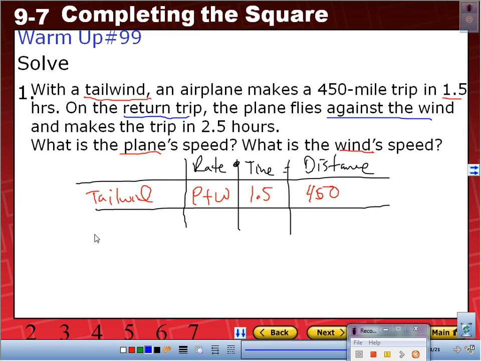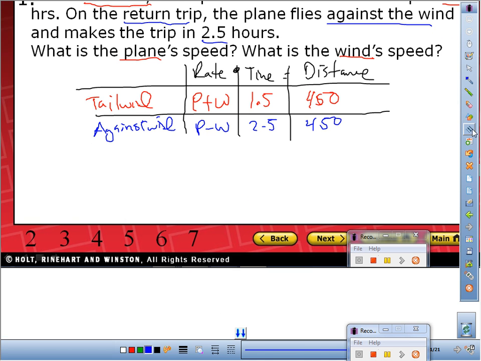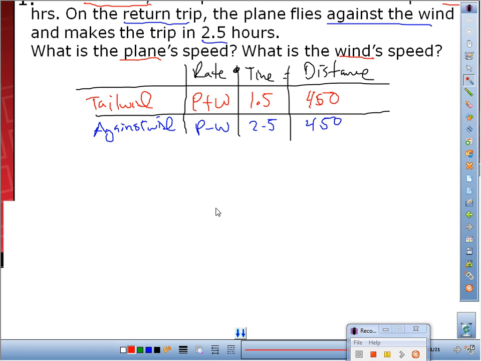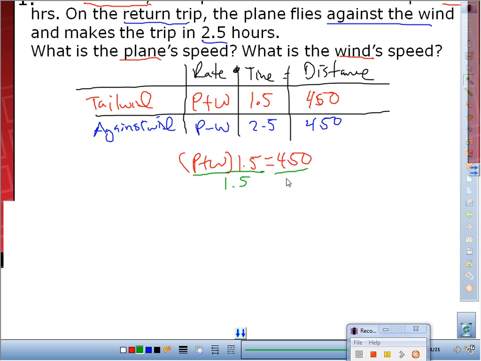The second, or the return trip, is against the wind. When we walk against the wind, such as today, right? It's P minus W, and it took 2.5 hours, and the same trip. And from there, we can write our equations. So I write my first equation, which is P plus W times 1.5 equals 450. Before I rewrite the other one, I'm just going to simplify that by dividing by 1.5 each side.